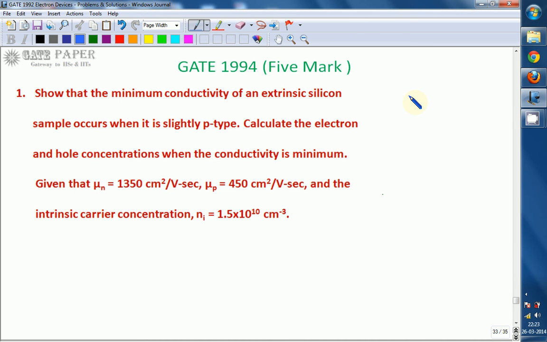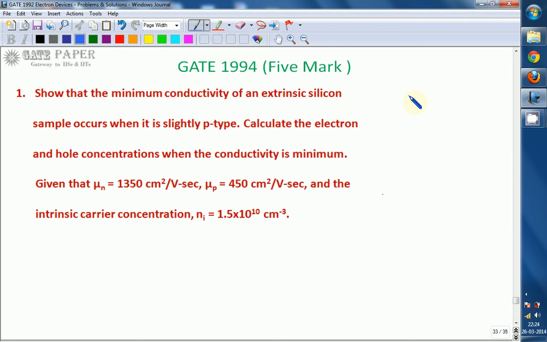We are discussing the GATE 1994 ECE paper. This is a 5-mark question related to electronics. Show that the minimum conductivity of an extrinsic silicon sample occurs when it is slightly p-type.